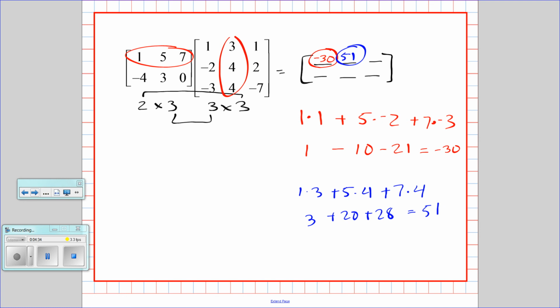Okay, now pause the video, see if you can finish this on your own. And here I go. The top right is 1 plus 10 minus 49. I've got to be careful with my math here. I think that's negative 38. Let me know in the comments if I've got a mistake. Okay, so that's our top row.